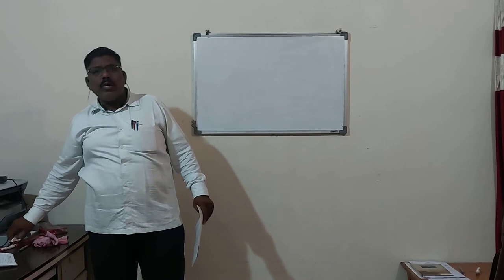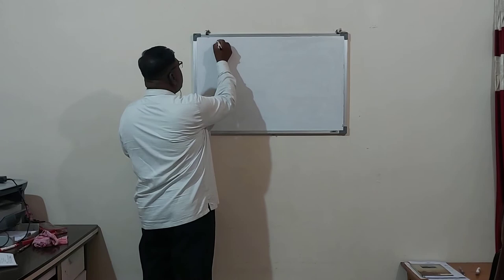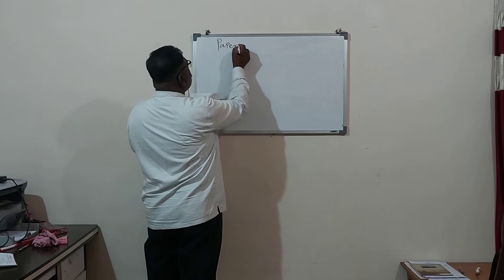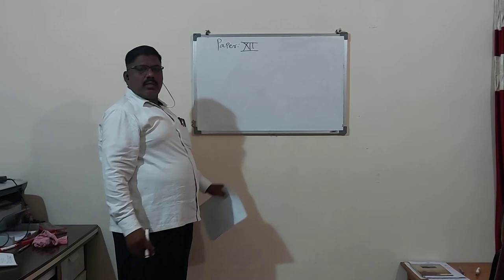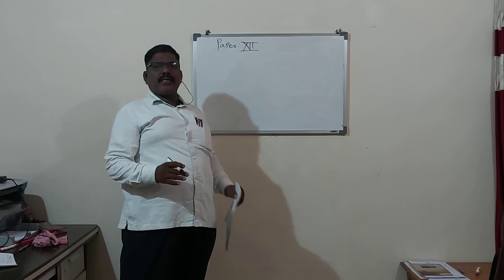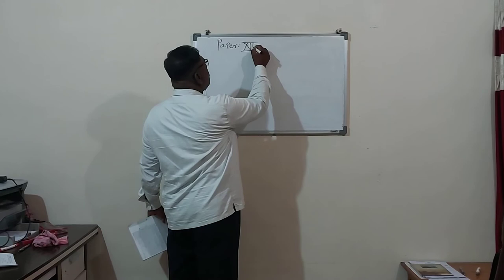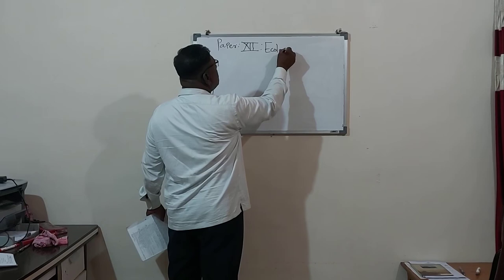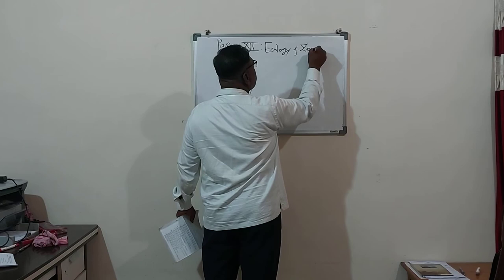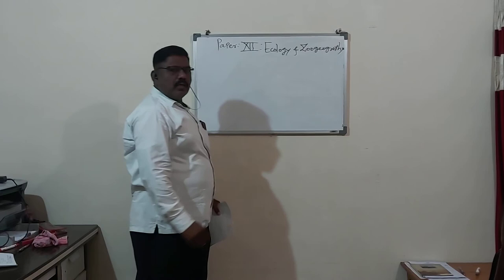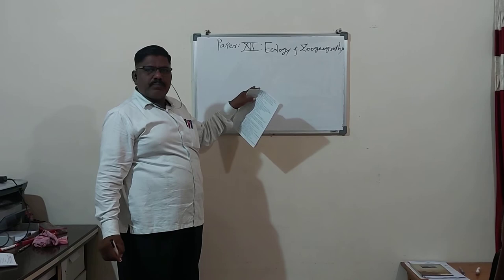So listen, as per your syllabus, your paper is 12th. All of you listen carefully and see what we have completed till today. Our paper is the 12th paper, and its name is Ecology and Zoogeography. This 12th paper for BSc 3rd year, semester 5, we have started.